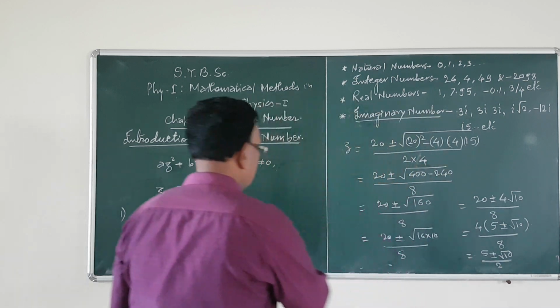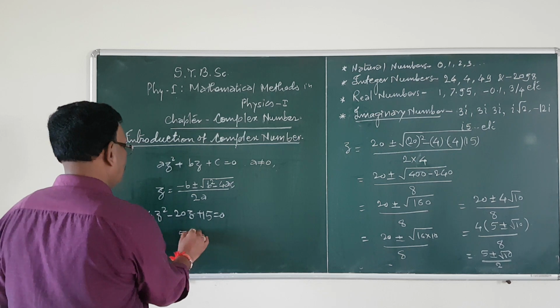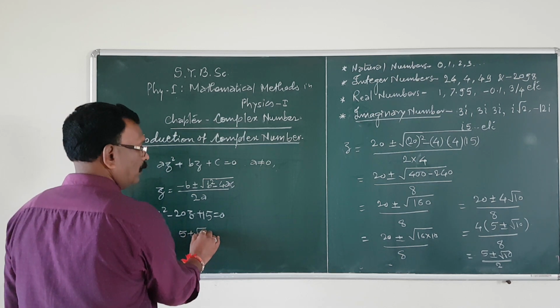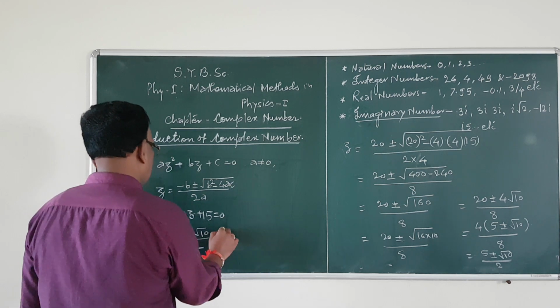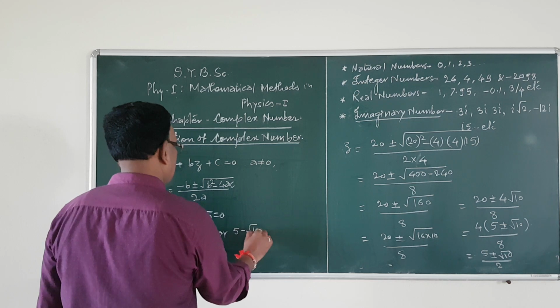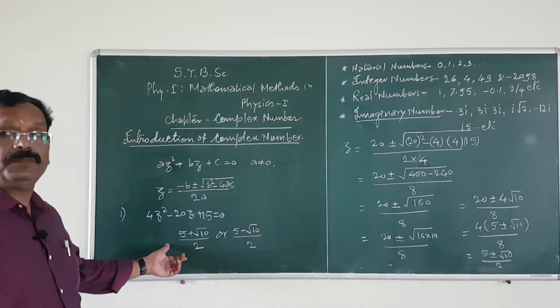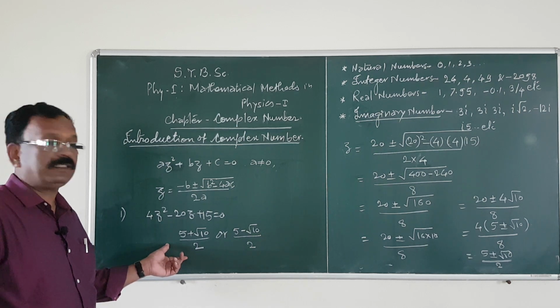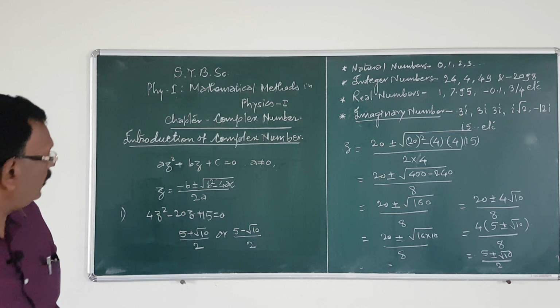From this we will get two roots. One of them is 5 plus root 10 upon 2, or 5 minus root 10 upon 2. These numbers are real and rational numbers. Now consider one more example.